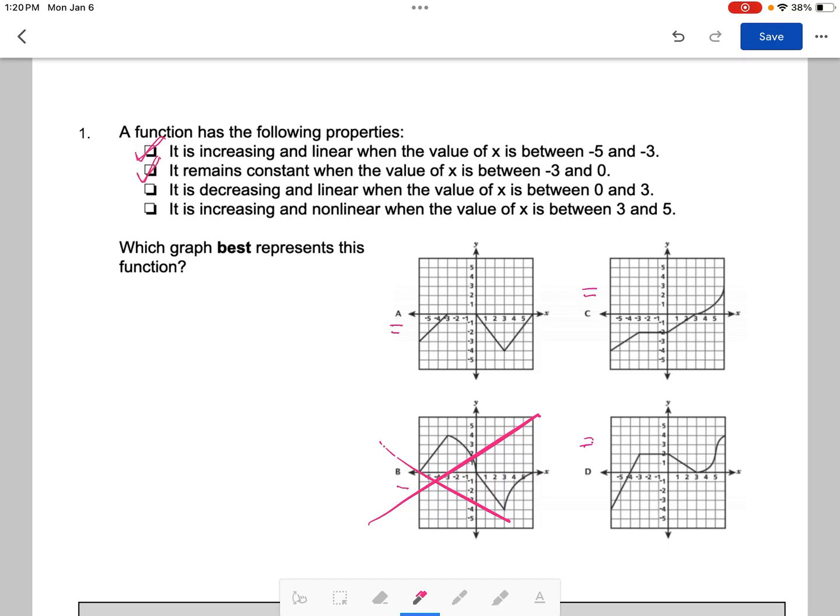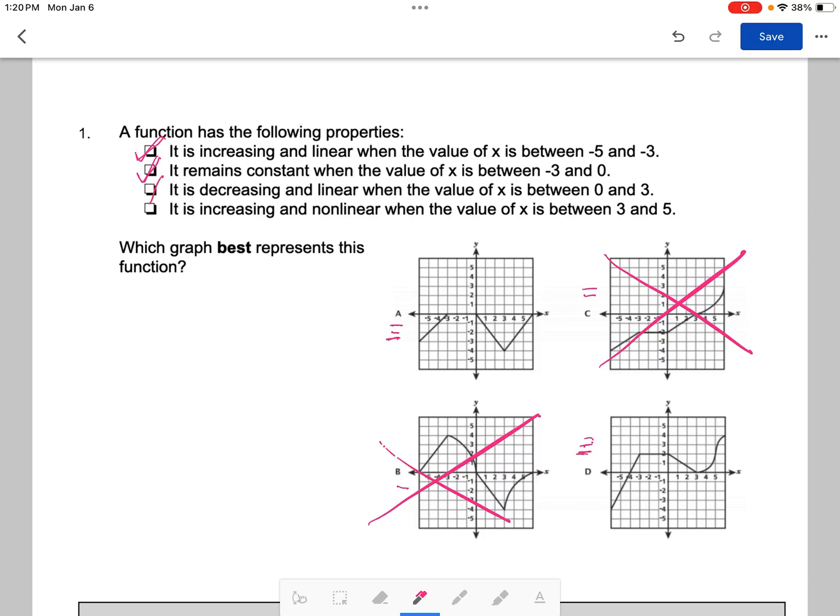All right, looking at the third statement, it is decreasing linear when the value of x is between 0 and 3. Decreasing linear. A could work. C could not work, that's increasing linear. D, decreasing linear, that could work. Okay, so now we're down to A and D.